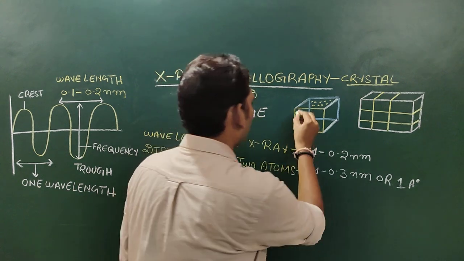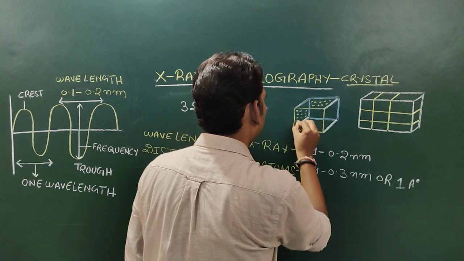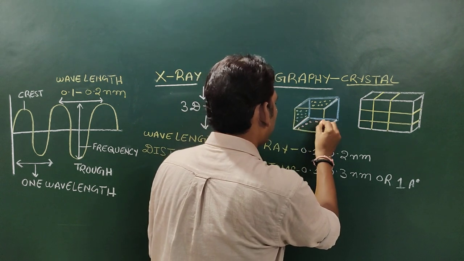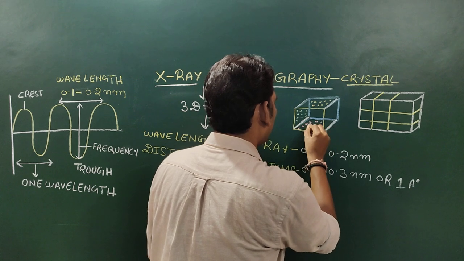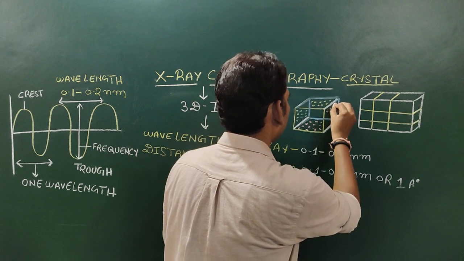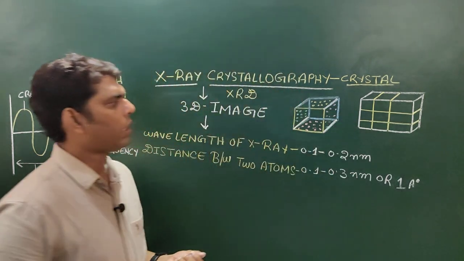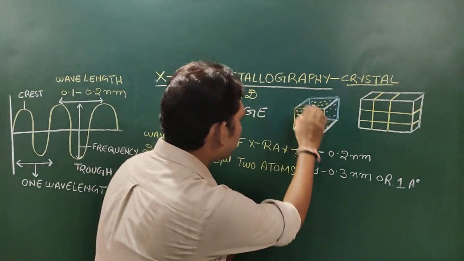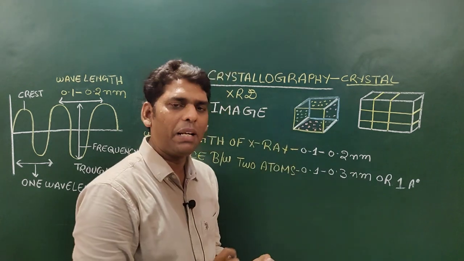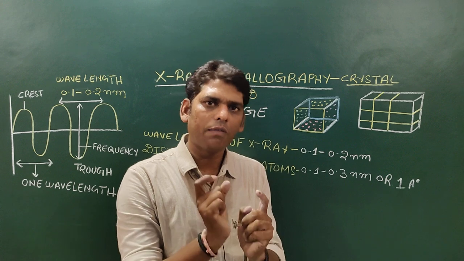Okay, so these are atoms which are present on different planes of a crystal in a regular manner. Okay, now if I'm saying that atoms are present on every surface of the crystal, it means every crystal contains small fractions of the molecule.